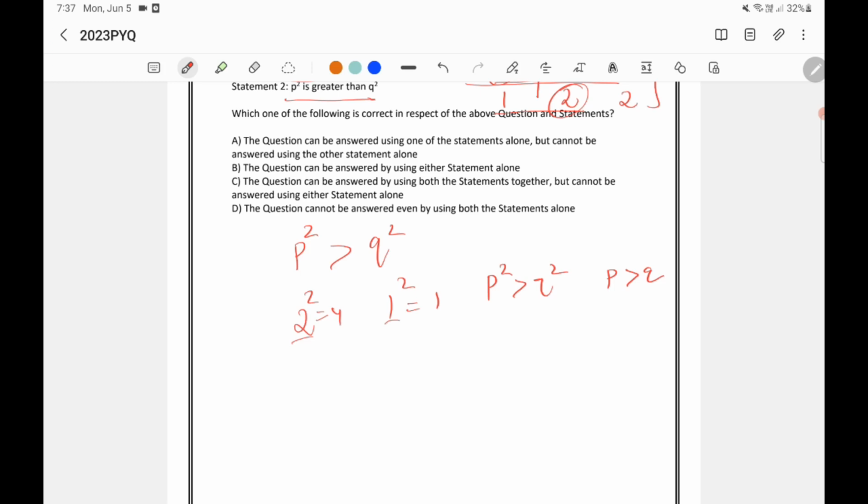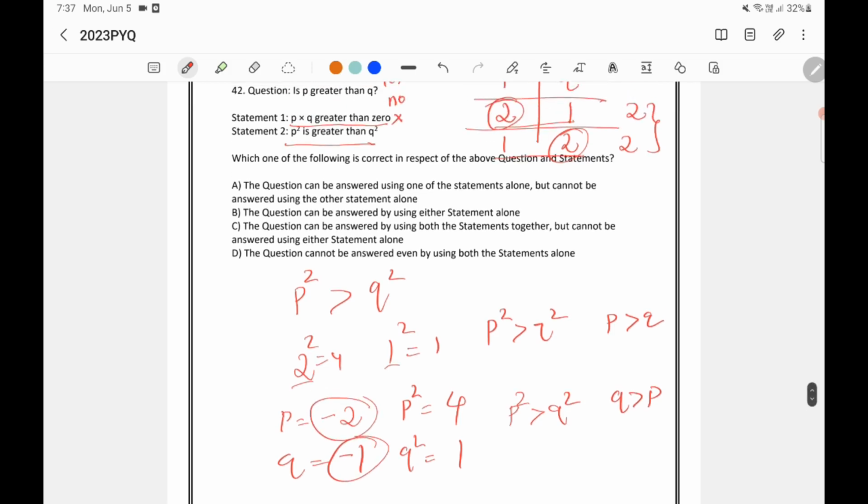But if it's negative numbers, let's assume that P is minus 2 and Q is minus 1. Then P square is minus 2 square, that is 4, and Q square is minus 1 square, which is 1. Here again P square is greater than Q square. But here Q was greater than P because it's negative numbers. Minus 1 is greater than minus 2. Right? So by using this statement also, we are not able to tell whether P or Q is the greater.